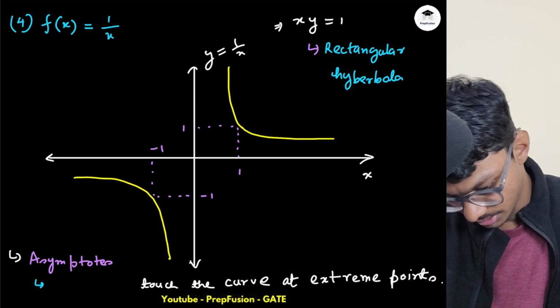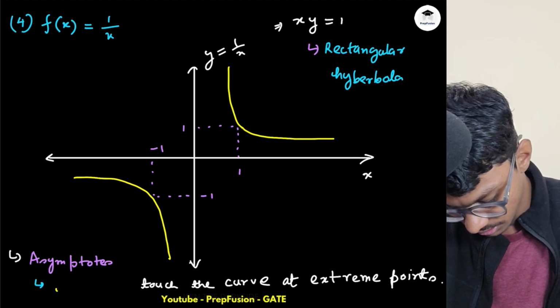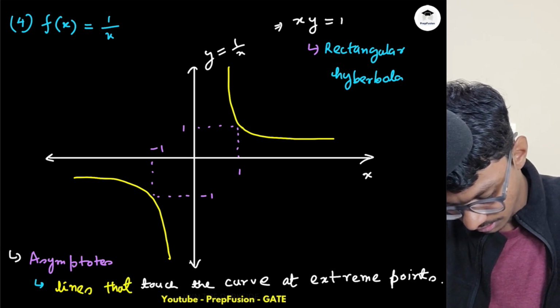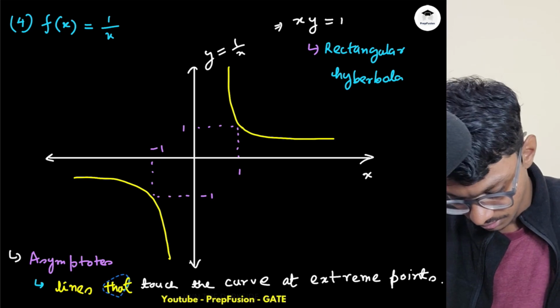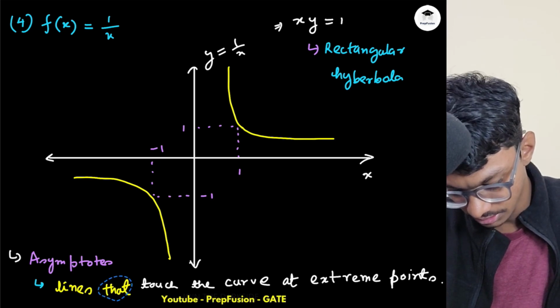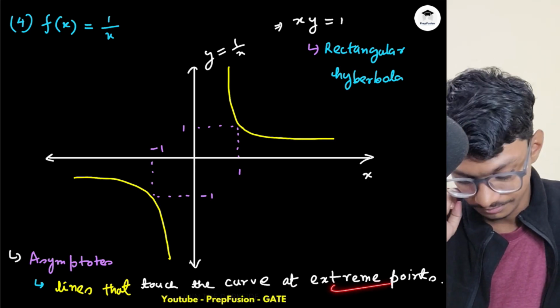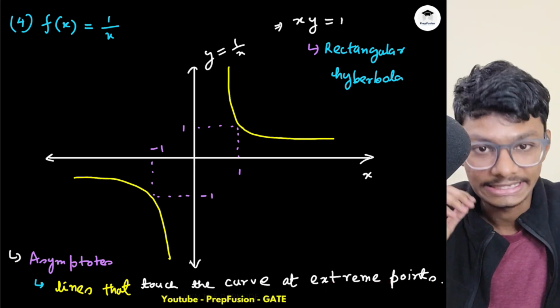Okay, basically these are lines that touch the curve at extreme points. These are lines that touch the curve at extreme points. Okay, so what are the asymptotes of this?